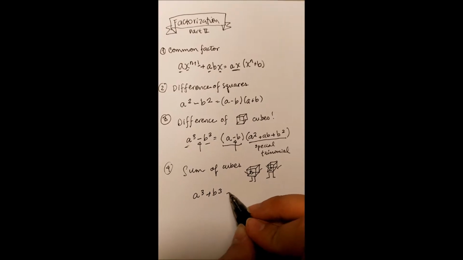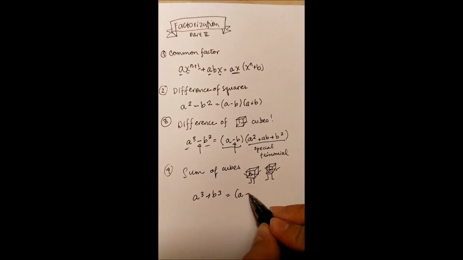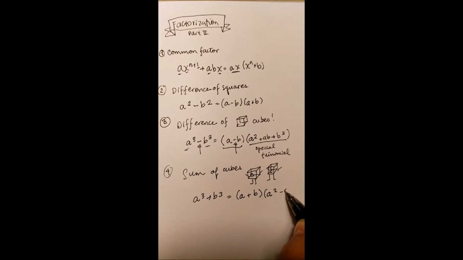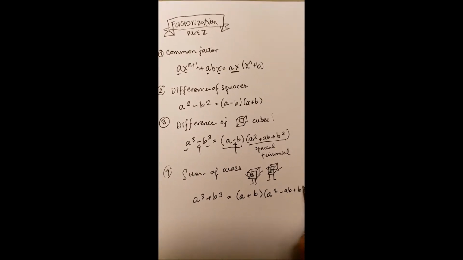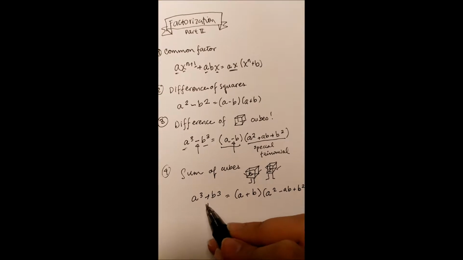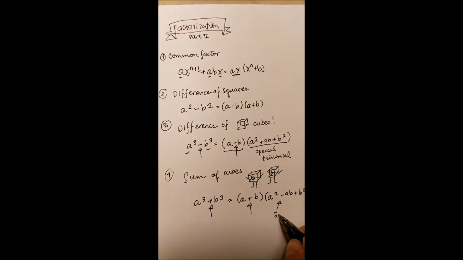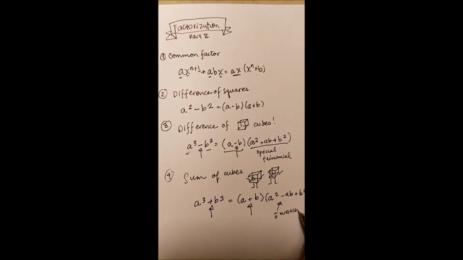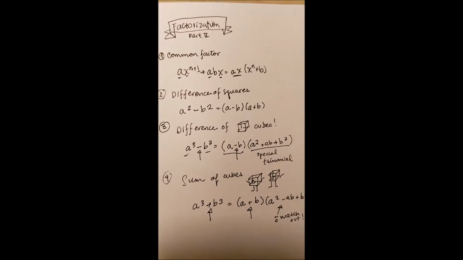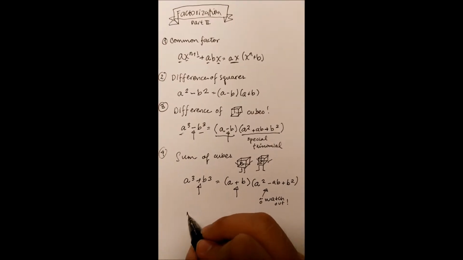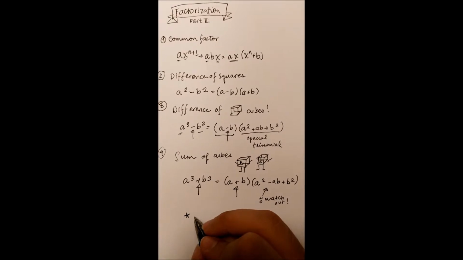Well, so we have a to the third power plus b to the third power, which would give us a result, a factor form of a plus b, and the trinomial, which would be a squared minus ab plus b squared. Watch out with this third sign that I am pointing. Why? Because it is a negative sign, okay?